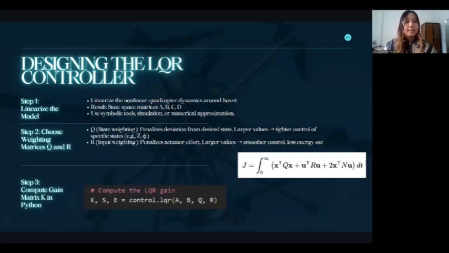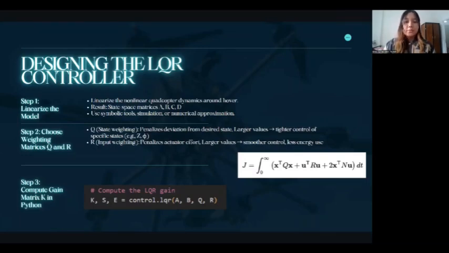For designing the LQR controller, there are 3 main steps. The first one is to linearize the model. We linearize the nonlinear quadcopter dynamics around hover. This gives us the A, B, C, and D matrices, either through symbolic math, simulation, or numerical methods. The next one, we choose the Q and R matrices.